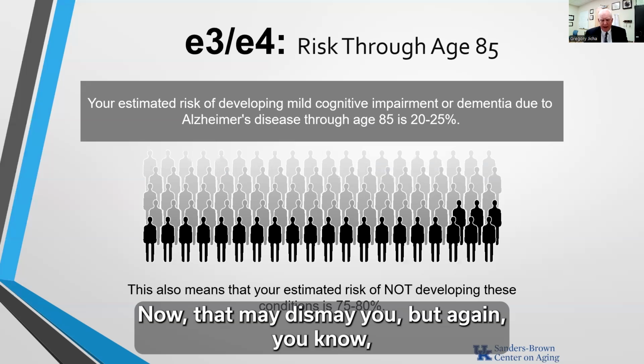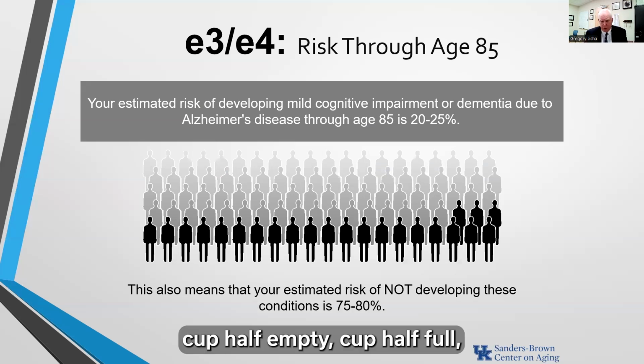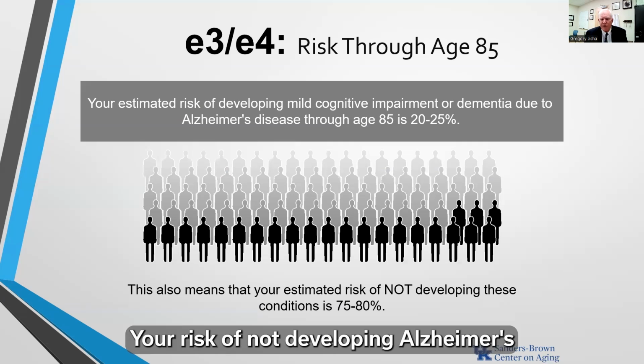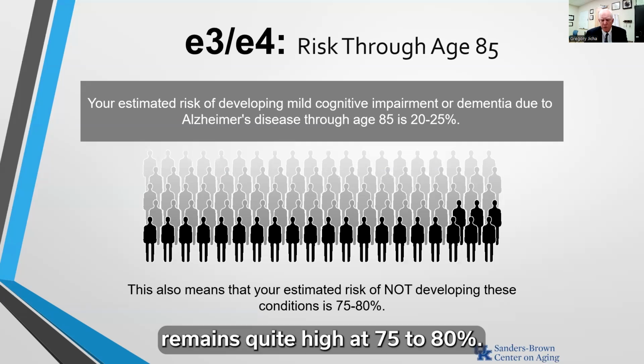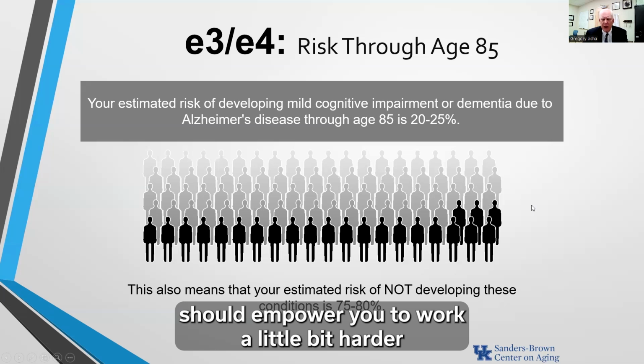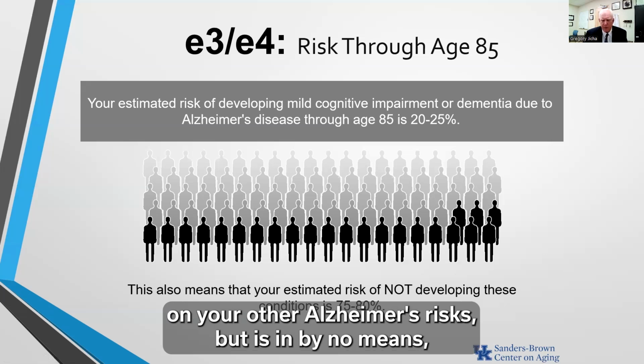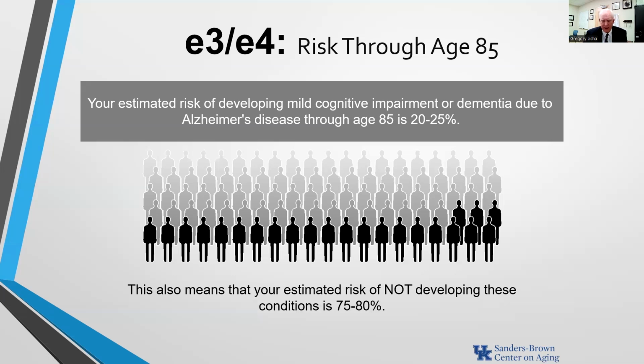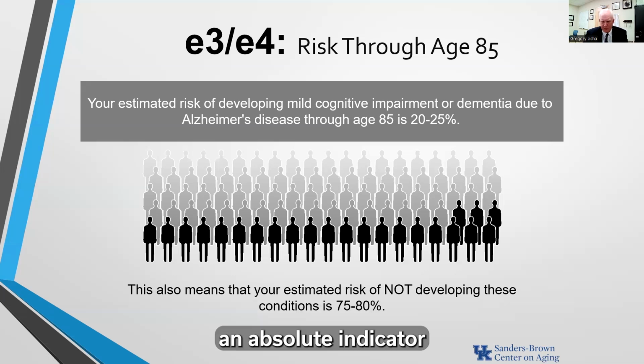And that means that your risk of developing Alzheimer's in the future is going to be approximately 20 to 25%. Now, that may dismay you, but again, cup half empty, cup half full. Your risk of not developing Alzheimer's remains quite high at 75 to 80%. So having the risk gene should empower you to work a little bit harder on your other Alzheimer's risks, but is by no means an absolute indicator of developing Alzheimer's.